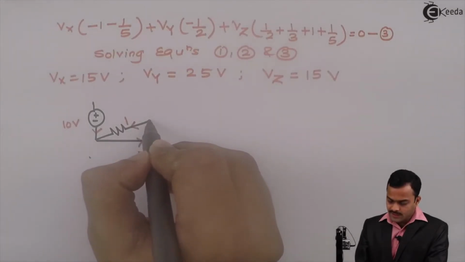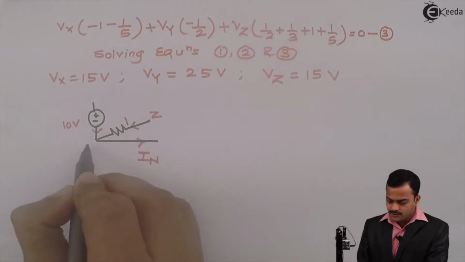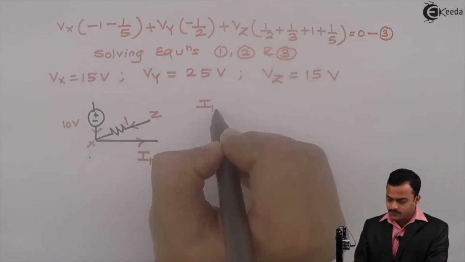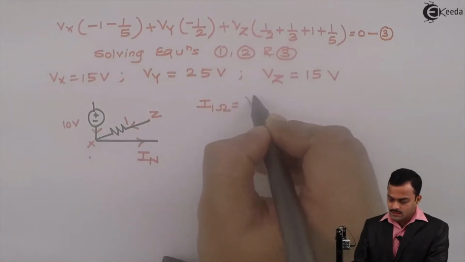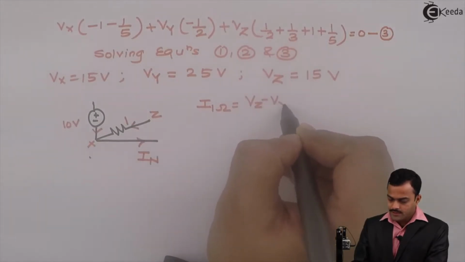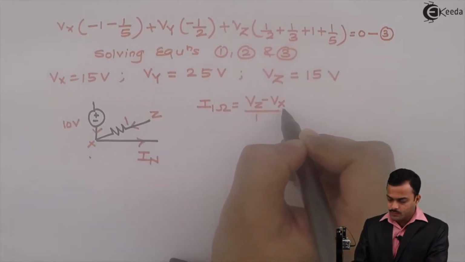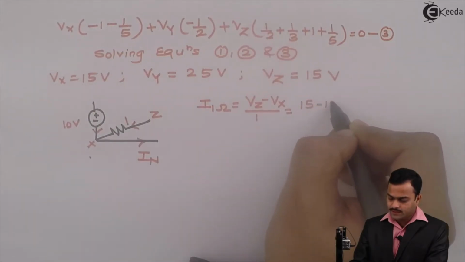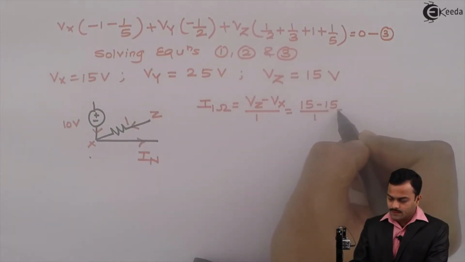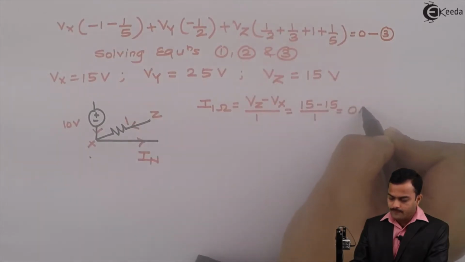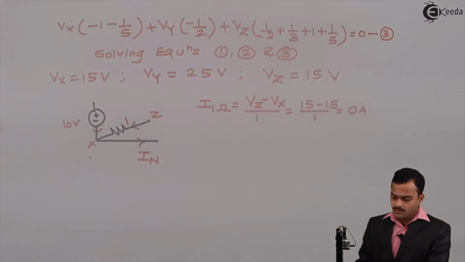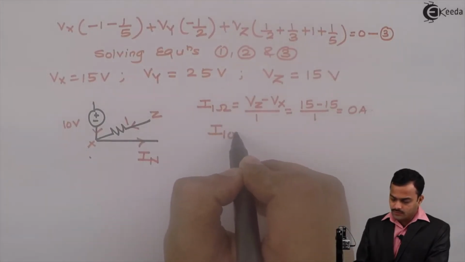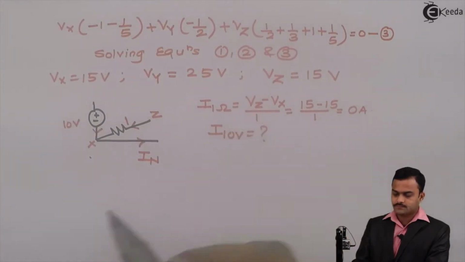1 ohm is connected at Z node and this is X node. So I can say current flowing through 1 ohm resistance is Vz minus Vx divided by 1. So it's 15 minus 15 upon 1, equal to 0 ampere. Now the only thing is that I should know what is the current flowing through this 10 volt battery.